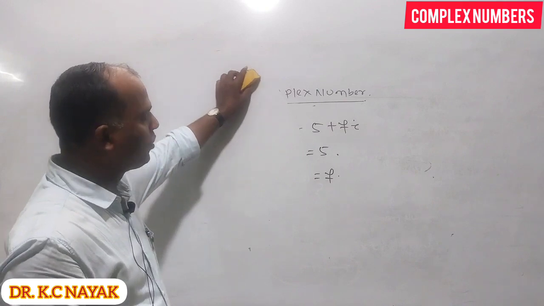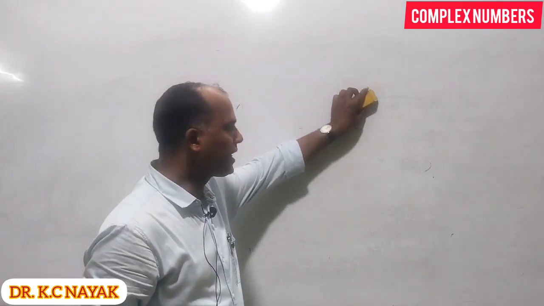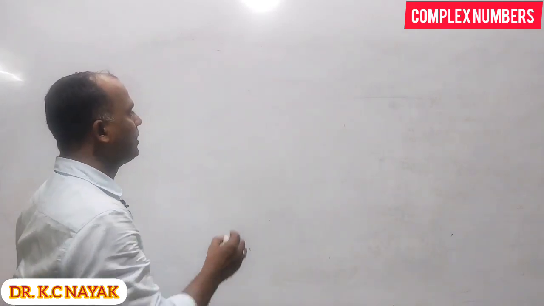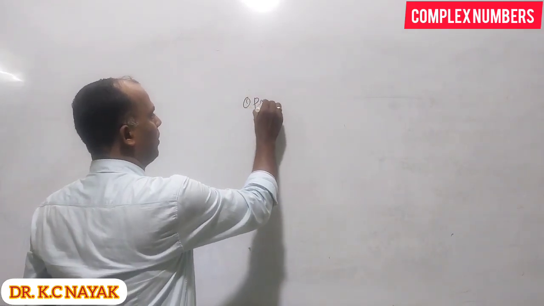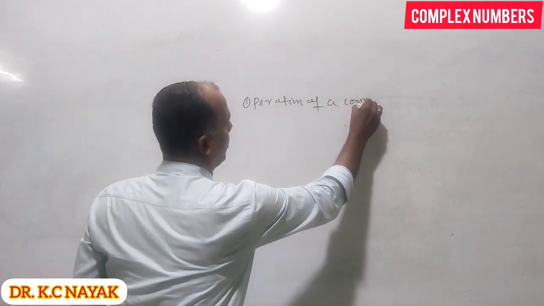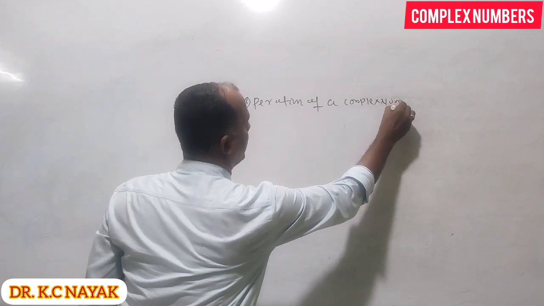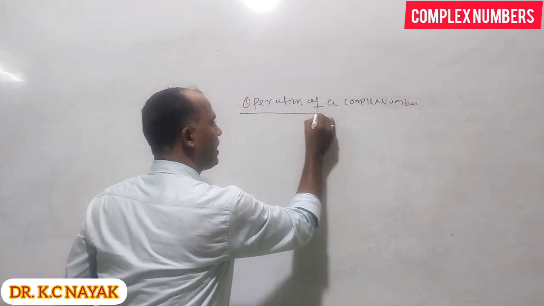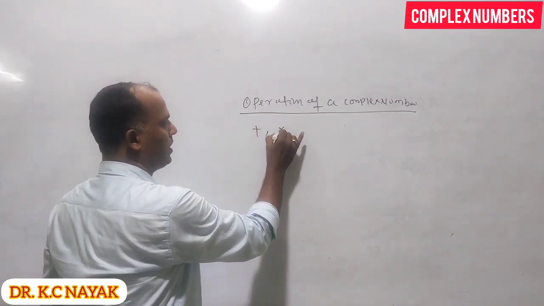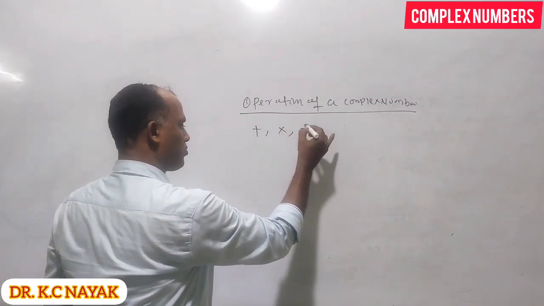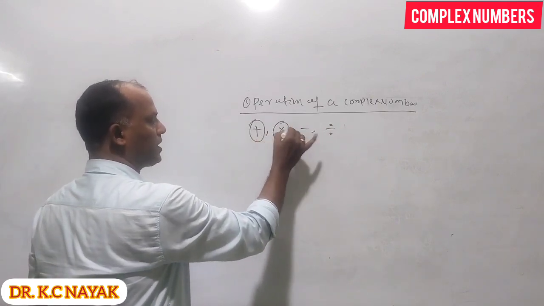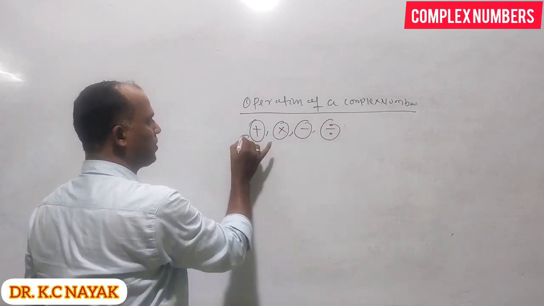Similarly, when we add two real numbers, the result is a real number. Two real numbers, their product is also a real number. Similarly, there are operations on complex numbers, just like the different types of operations: addition, multiplication, subtraction, and also division. That means four operations. First we go for the addition.